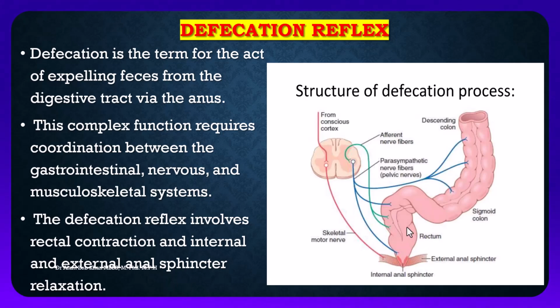This reflex, when generated, causes contraction of the rectum and relaxation of the internal and external sphincter. When these reflexes originate in the rectum, they are transmitted to the spinal cord and from there through parasympathetic nerve fibers, the pelvic nerve, they are sent back to the colon and internal sphincter. It causes contraction of the colon and relaxation of the internal sphincter.